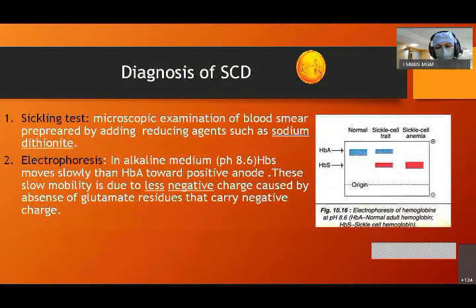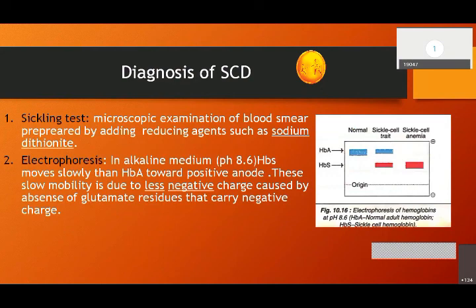Yes, ma'am. Now, how will you diagnose sickle cell disease? There are two methods. First is the sickling test. In this, there is microscopic examination of the blood smear, which is prepared by adding a reducing agent like sodium dithionite.